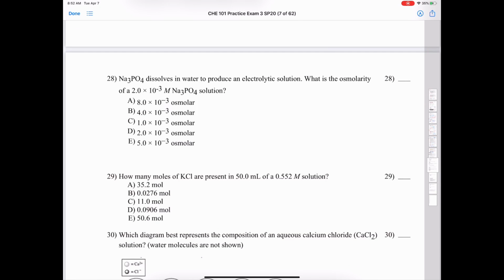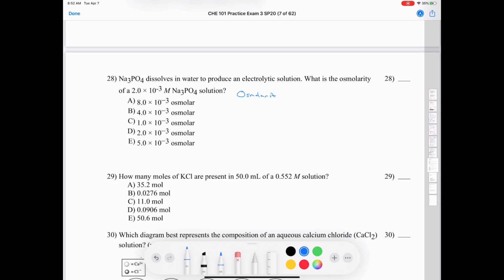Number 28, sodium phosphate dissolves in water to produce an electrolytic solution. What is the osmolarity of a 2.0 times 10 to the negative 3 molar sodium phosphate solution? Osmolarity is equal to I times the molarity. And I is related to the number of particles, our Van't Hoff factor. So how many particles are there in sodium phosphate?